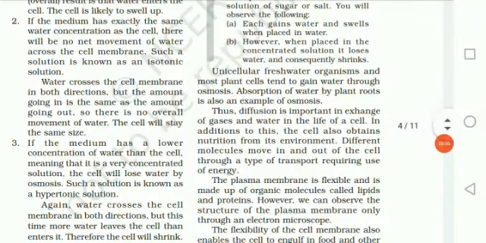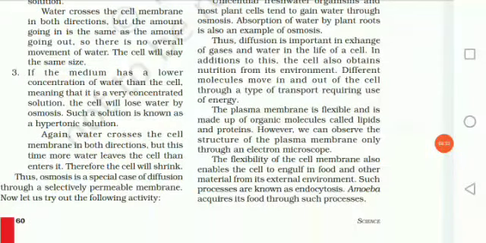Now, unicellular freshwater organisms and most plants tend to gain water through osmosis. Absorption of water by plant roots is also an example of osmosis. Thus, diffusion is important in the exchange of gases and water in the life of a cell. In addition to this, cells also obtain nutrition from their environment. Different molecules move in and out of the cell through a type of transport requiring the use of energy.